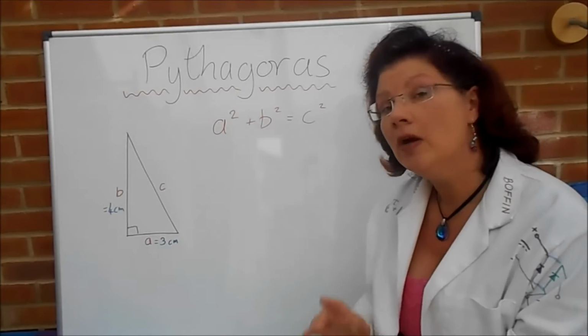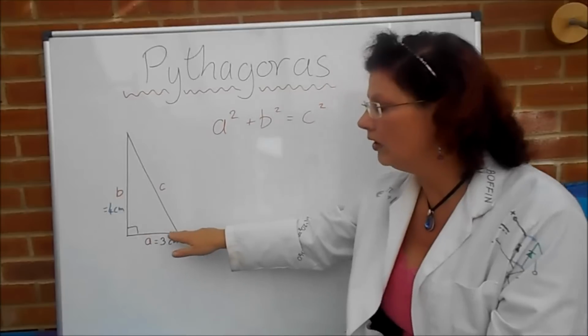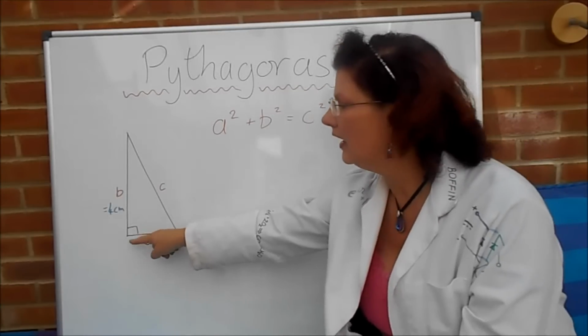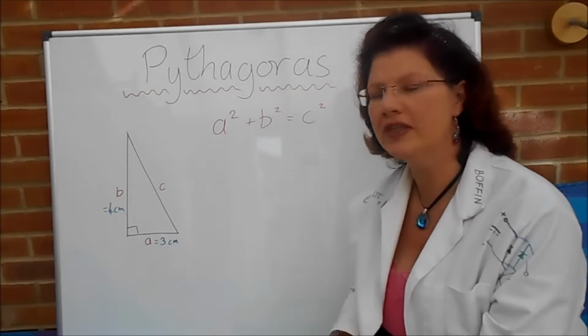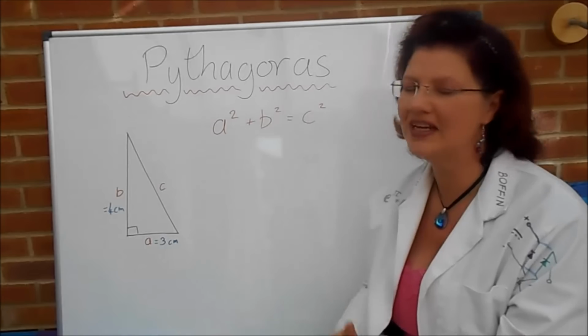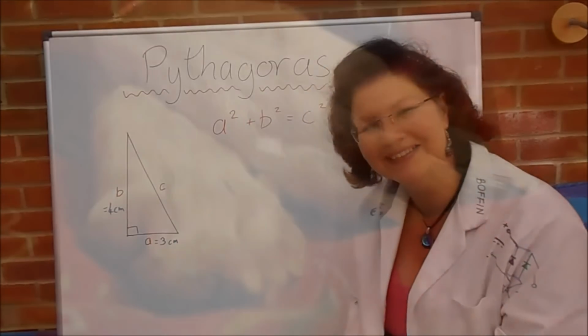If you could please pause the video and draw a line 3 centimetres and at right angles a line 4 centimetres and then join the two with the long side. So pause the video and do that now please.